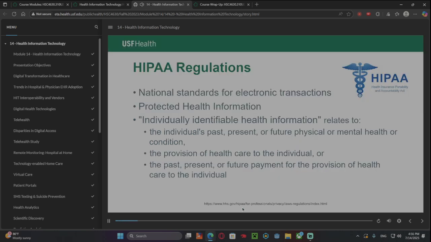HIPAA regulations set the national standards for electronic transactions. The idea is to protect health information. Personal health information, or individually identifiable health information, relates to the individual's past, present, or future physical or mental health or condition, the provision of health care to the individual, or the past, present, or future payment for the provision of health care to that individual. HIPAA regulations.